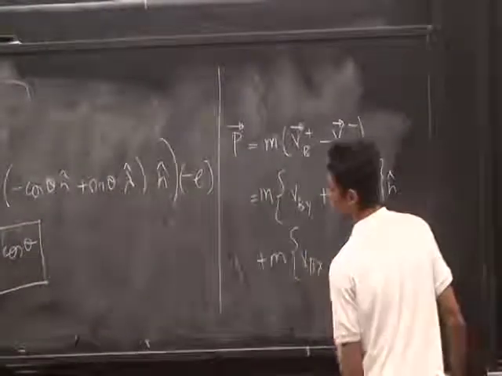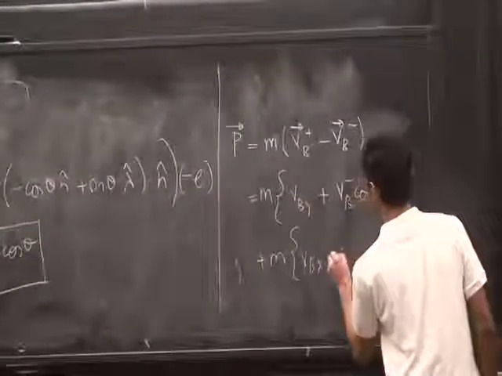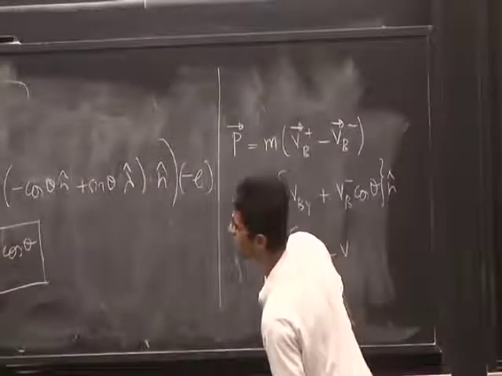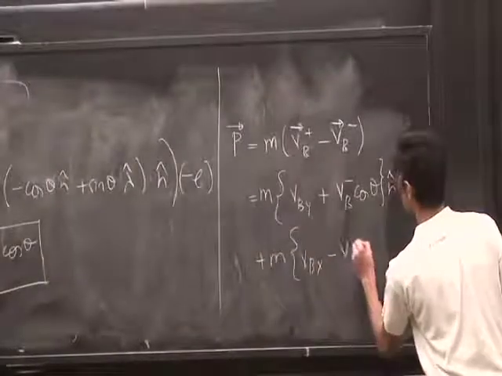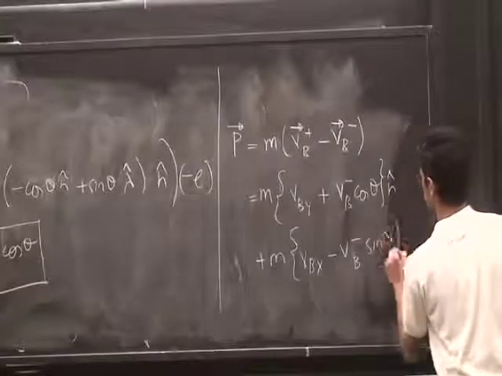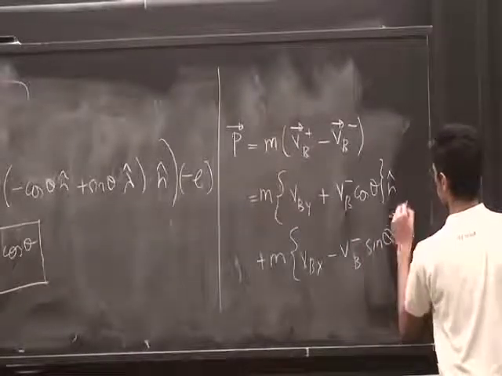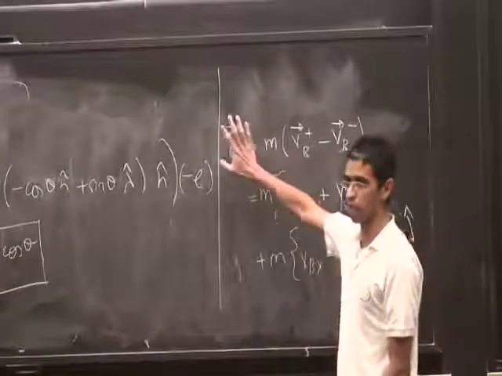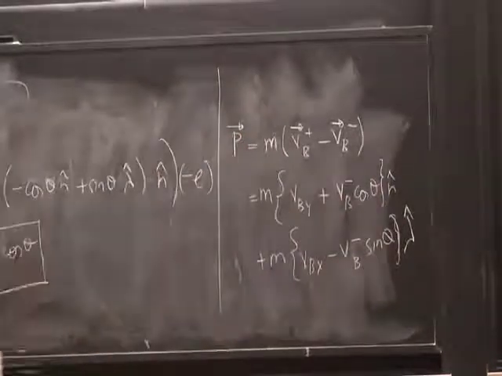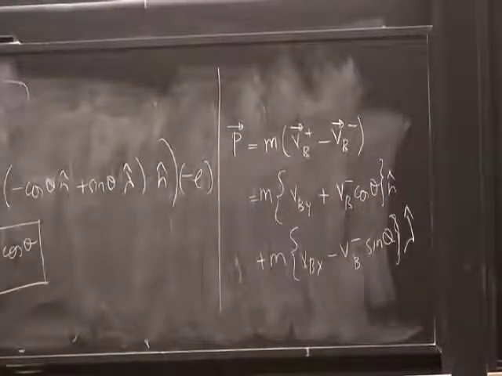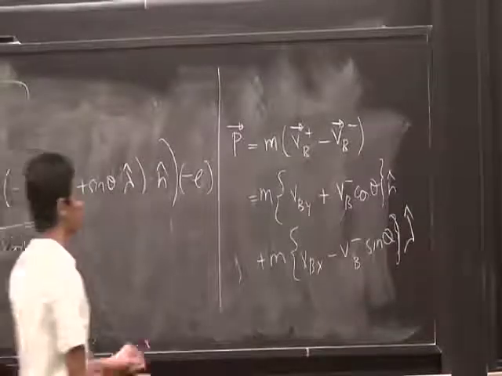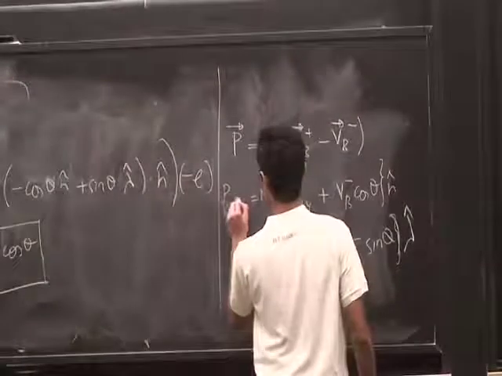x minus v minus sine theta times lambda. Now do I know something about the impulse? The impulse p can only act in this direction, right? In the n direction. So I would write that as the scalar p times n.